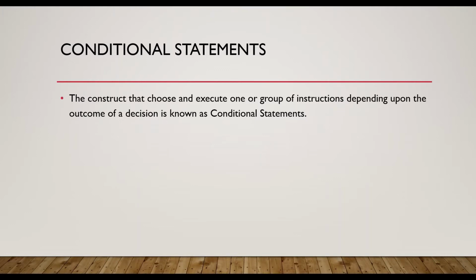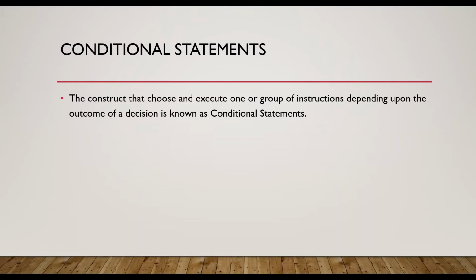Okay, let's say if the room is dark, then switch on your light. Means you have a condition here, and an outcome: if the room is dark, then turn on the light. Similarly, if the percentage is more than or equal to 60, then the student is passed with the first division. Okay, these are conditional statements.